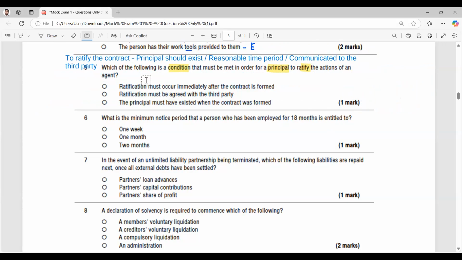Okay, fine. The next one: what is the minimum notice period that a person who has been employed for 18 months is entitled to? 18 months means 1.5 years. If a person is employed between 1 month and 2 years, they are entitled to 1 week of notice. So this person is serving only 18 months, which is less than 2 years. So it's going to be 1 week of notice. Fine.